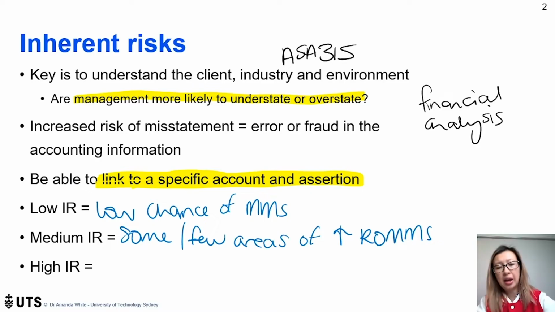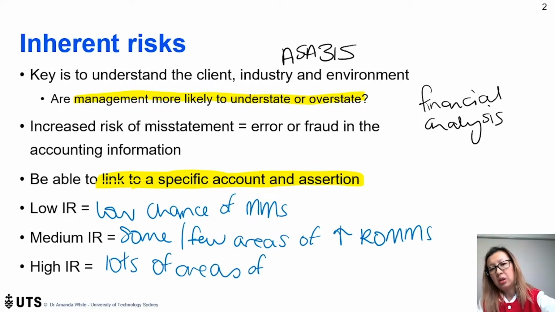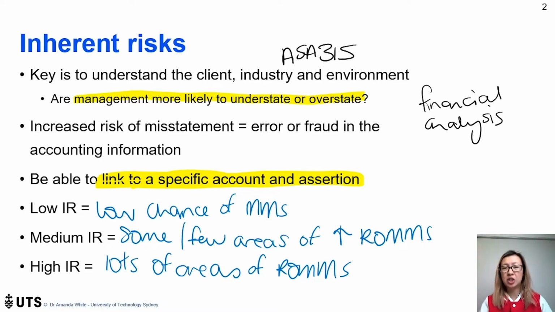Then high. So high would be lots of areas of risks of material misstatement. So that'd be a company that is international, uses a lot of estimations. So if you're thinking about a number, there's not really a number here. There's nothing that says low inherent risk is like 3 risks and medium is 10 and high is 15. But this is all relative as well. So some industries are more risky than others. Airlines are more risky. Mining firms tend to be more risky generally because of their nature, pharmaceutical companies because of research and development.